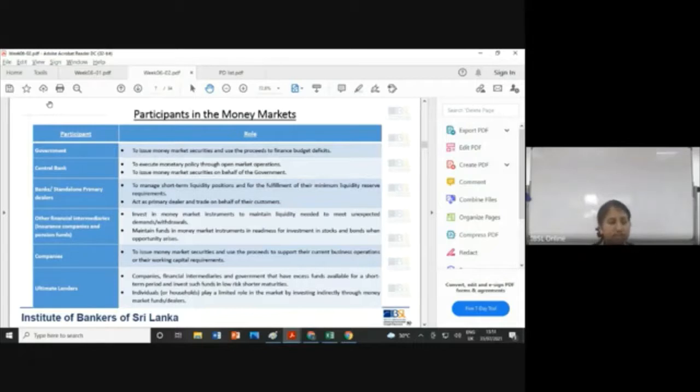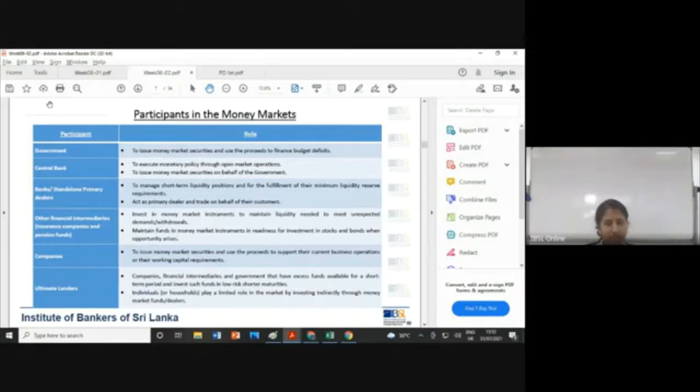Fourth, you would see other financial intermediaries. There you would have insurance companies and pension funds. They get into the money market again in two different capacities. One, to invest in money market instruments so that if they come across any unexpected withdrawal, they can dip into their short-term instruments, liquidate, and resolve that requirement. They don't have to liquidate a long-term instrument.